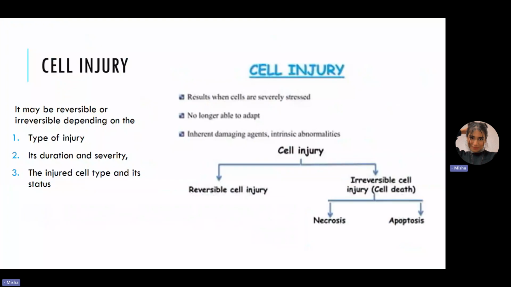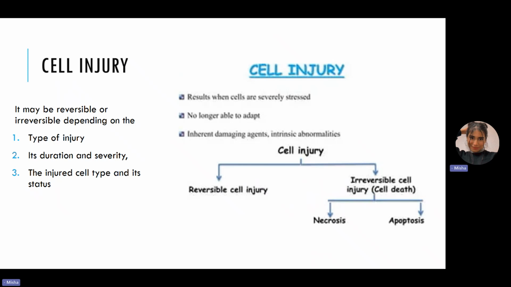Okay, so I'm going to be talking about cell injury, its causes and sequence of events. When we're talking about cell injury, it is basically the failure of adaptation to a noxious stimuli. Now, this can be either reversible or irreversible, and it depends on the type of injury, its duration and severity, as well as the injured cell type and its status.